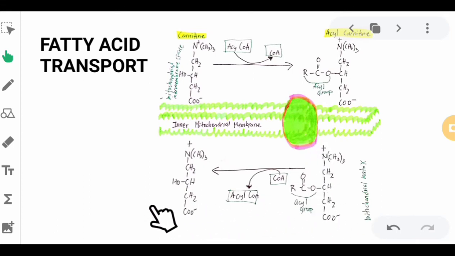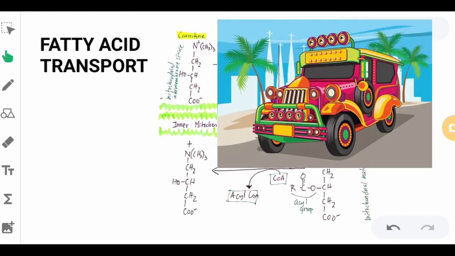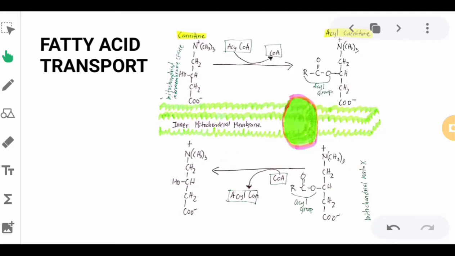This is the mitochondrial matrix where the enzymes needed for the oxidation of fatty acids are located. So what will happen here? Once it has entered the mitochondrial matrix, the acyl group is transferred from the carnitine back to a CoA molecule. It will remove the carnitine here, and you will have the acyl-CoA and a carnitine shuttle. So the carnitine serves as just a jeepney transportation for the acyl-CoA as a passenger to enter the mitochondrial matrix. It will bring the passenger acyl-CoA inside the mitochondrial matrix for fatty acid oxidation.